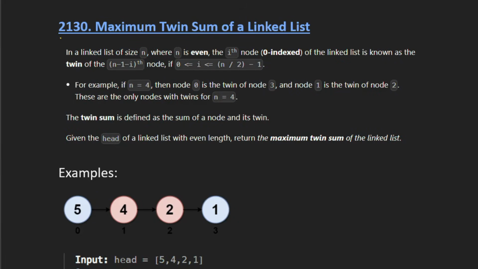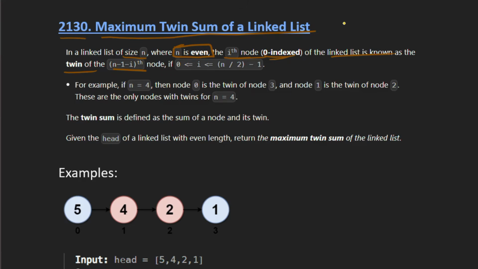So our today's LeetCode question is 2130, that is Maximum Twin Sum of a Linked List. So basically in this question we are given a linked list having size n, and it is given that n is an even number, right? And the linked list is starting from zero indexing, right? So the ith node of the linked list is known as the twin of the (n minus i minus 1)th node.